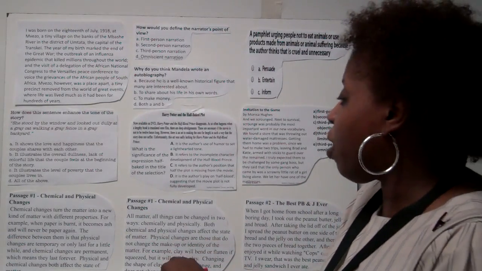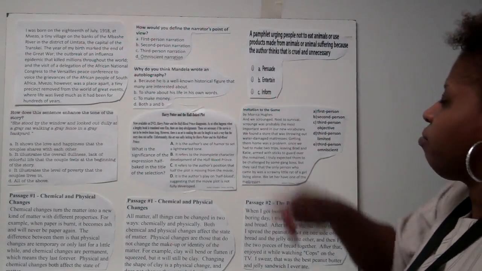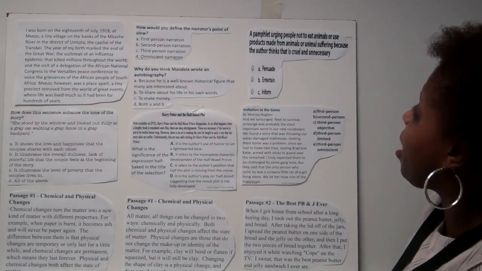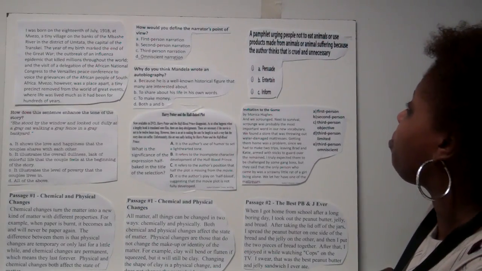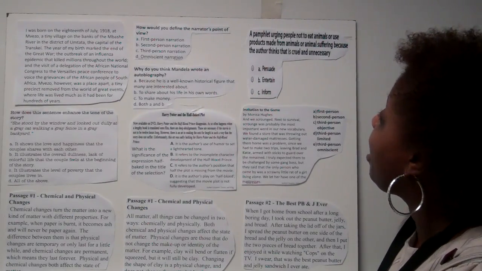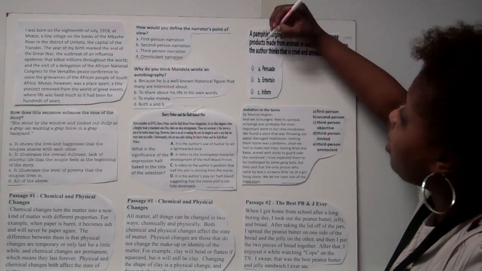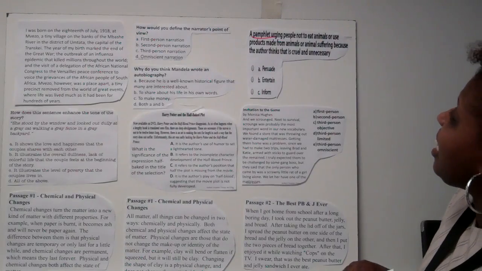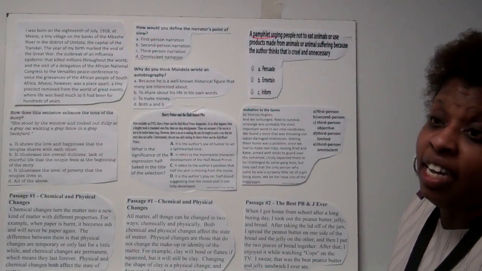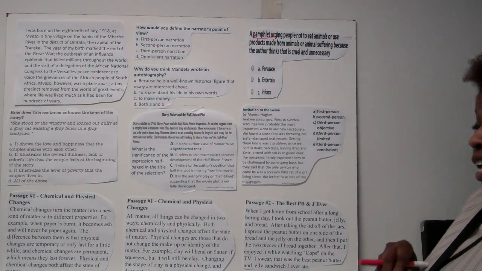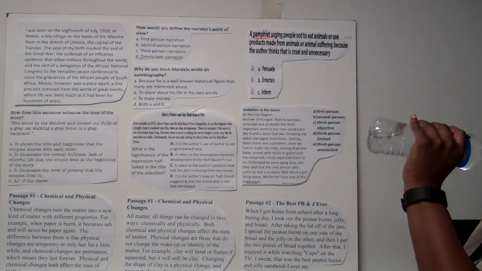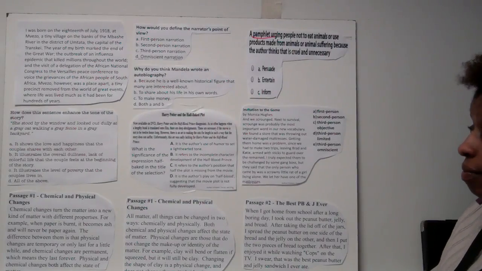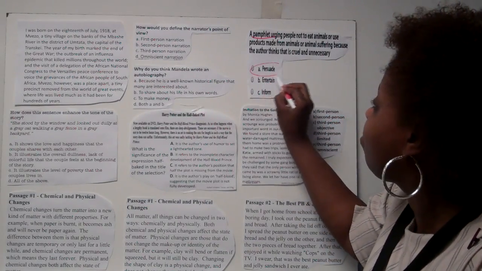Alright, so let's start here. A pamphlet urging people not to eat animals or use products made from animals or animals suffering because the author thinks that is cruel and unnecessary. So the text is a pamphlet, and it's urging people not to eat animals. So I'm thinking it is what? Persuade, entertain, or inform. The correct answer is persuade.